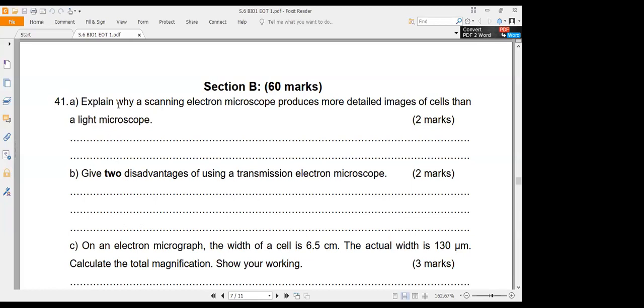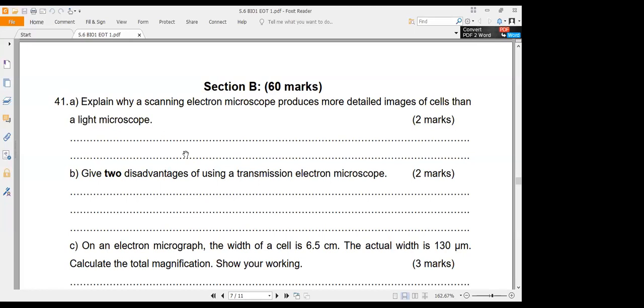Explain why, for example, scanning electron microscope produces more detailed images of cells than a light microscope. Then you open your notes. You see where they are talking about electron microscope. You read it through to see if there is any clue or any hint that will enable you to answer a question like this one. Then if you find it, you write it down.